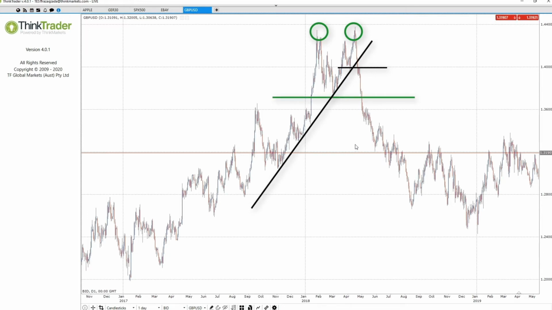Now the target is the distance price travels from the height of the double top to the neckline, and you take that away from whatever level the neckline is, which in this case would be somewhere here. So that would be the objective, and as you can see, it hit that level before resuming lower.